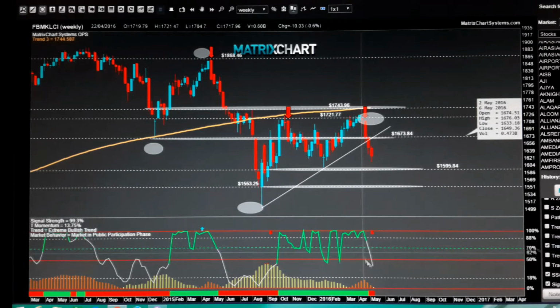From the analyzer, you can see that there is weakness in the signal strength line. So if you are investing in the Malaysian market, wait for the price action to fall within this range, 1500 to 1553.